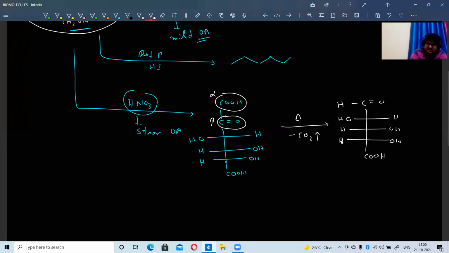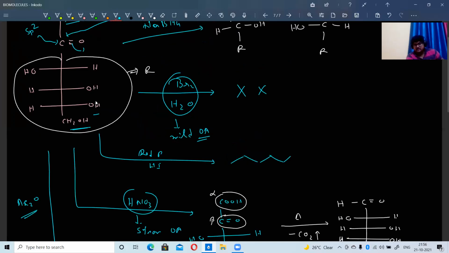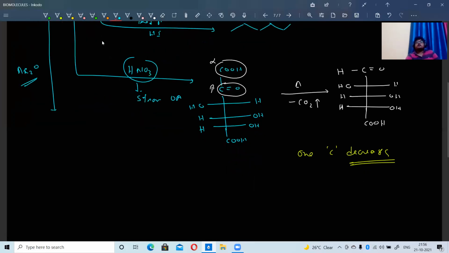Now look, what is happening in this case? Basically, one carbon decreases. Is it clear? Now when it reacts with acetic anhydride, similar types of reactions take place, where a free OH group is present, and the free OH group is converted to an OAc group.